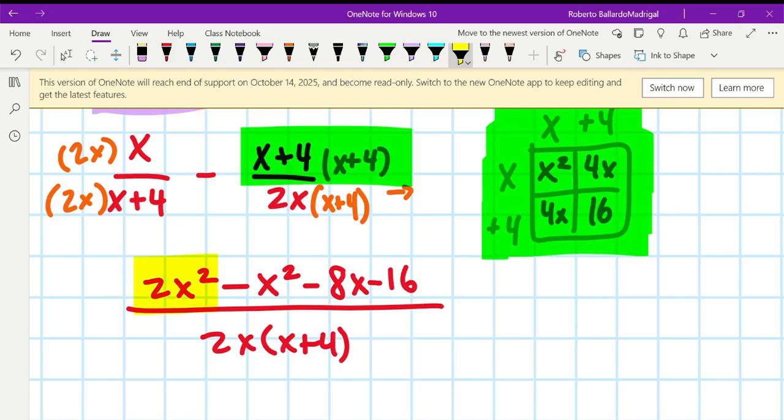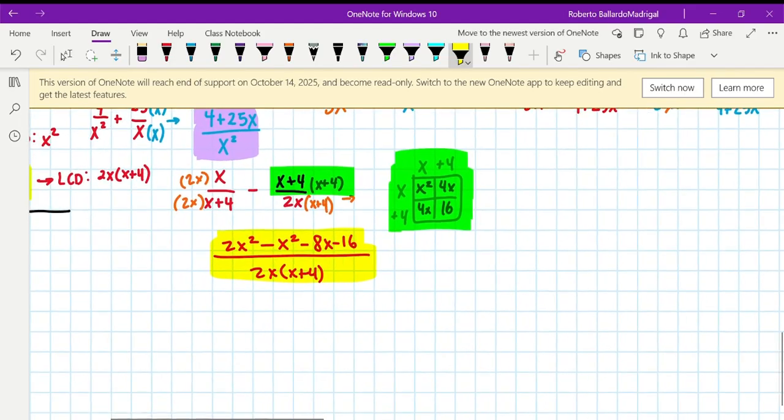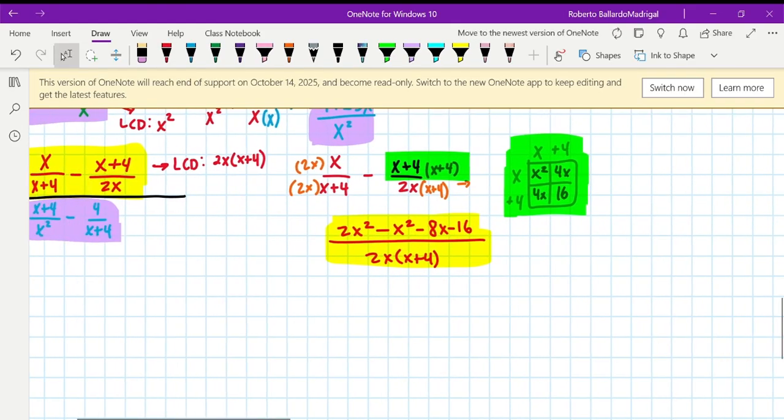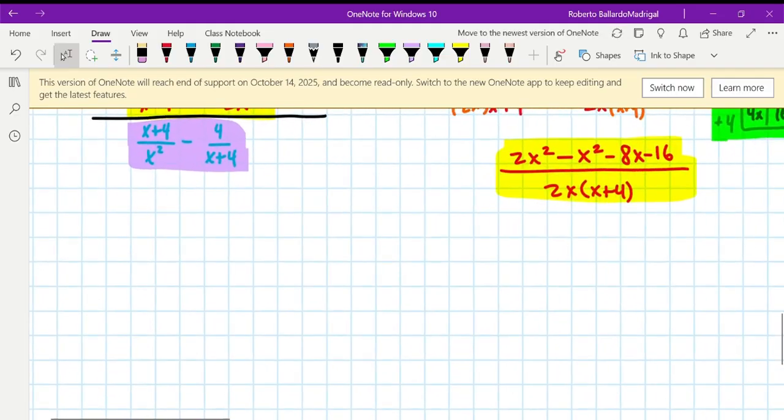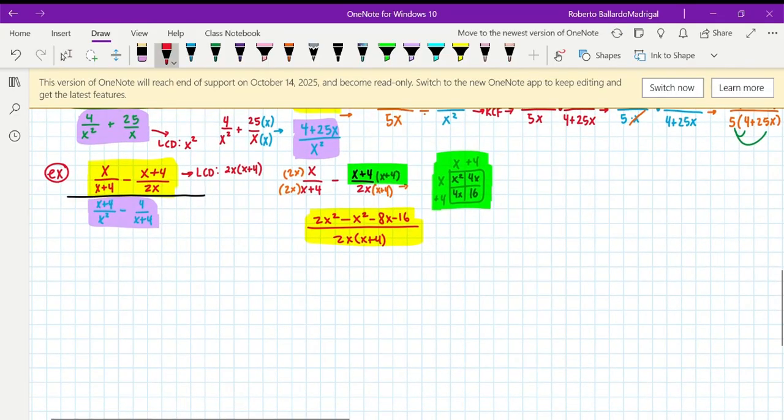Okay, so I'm going to highlight this in yellow so you guys know that this is my new numerator. Now we have to deal with the denominator. Okay, so let's do it. Okay, now we're dealing with the denominator. Let me just draw an arrow so you guys know what happened.